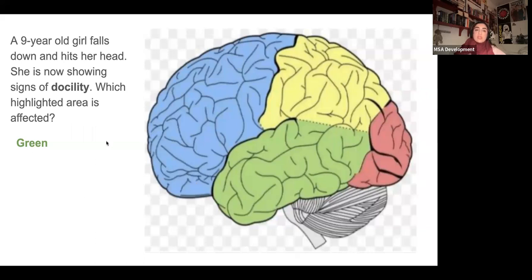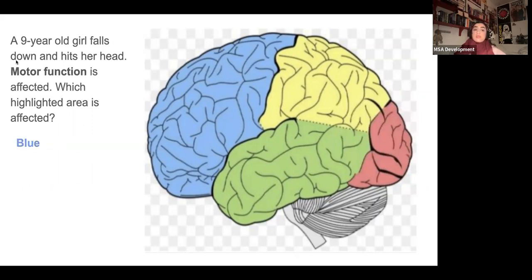So we know that docility, and some behavior, etc., is affected when the limbic system is affected or if the frontal lobe is affected. But over here in this case, it is a temporal lobe. It's basically like behavior, and the temporal lobe is affected. So green.